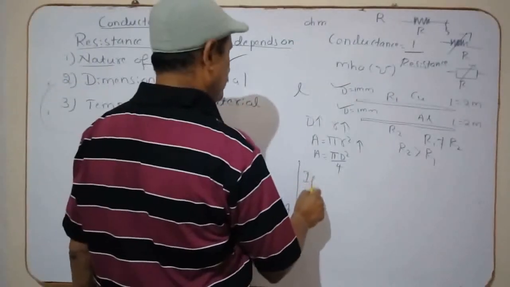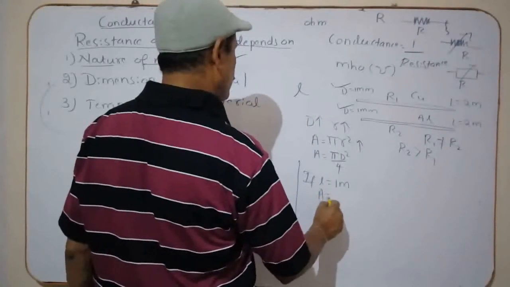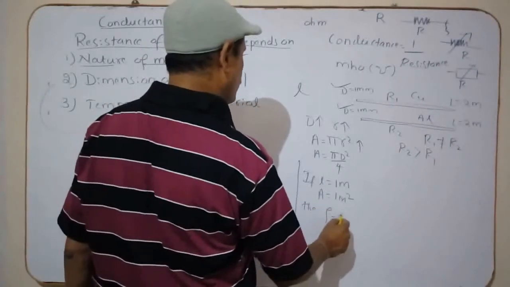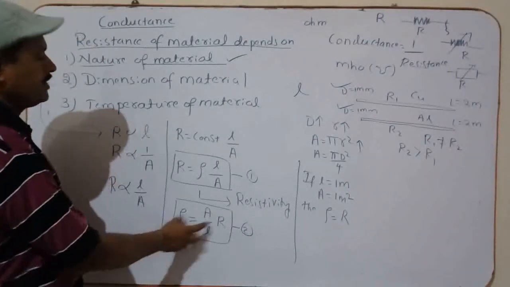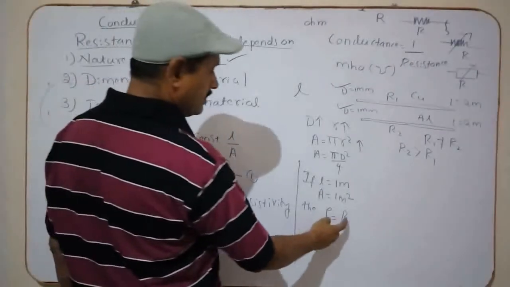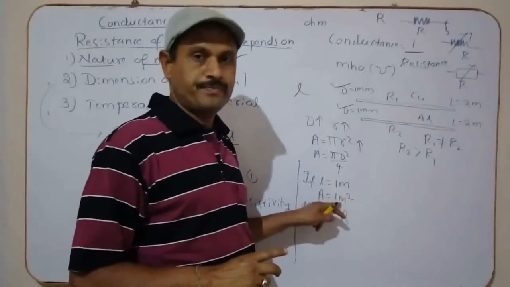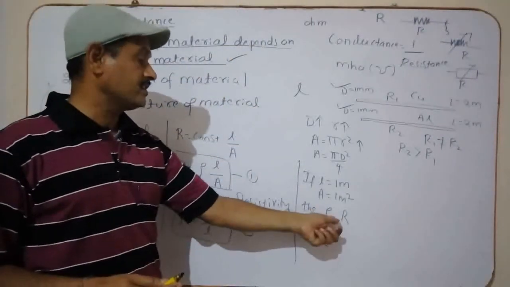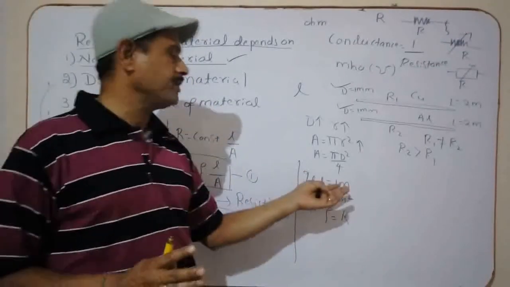How do you define it here? If L is equal to 1 meter and A is equal to 1 meter square, then rho is equal to R. Resistivity of any metal wire is the resistance of that material of unit length of unit cross section area. Once again I repeat, resistivity of the material is defined as the resistance of that material of unit length of unit cross section area. Unit length means 1 meter.